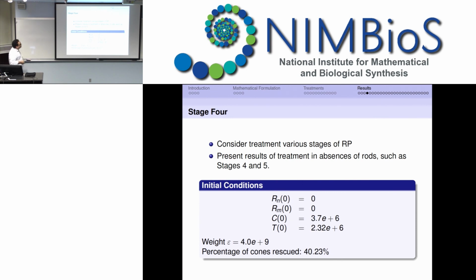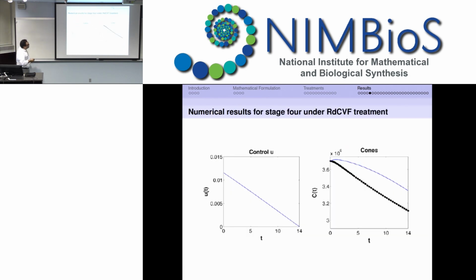For the case of stage 4, we don't have any more rods left in the population. Our initial conditions for the cones and the trophic factor are given over here, and we chose this weight value to be of the order 4 times 10 to the 9th. After running our numerical simulations, we obtained a 40.23% rescue effect of cones. I'm only going to show the graphs for the control and the cones. Oops, this is missing the legend. The blue curve corresponds to the solution with the optimal control, and the black curve corresponds to the solution without any optimal control.